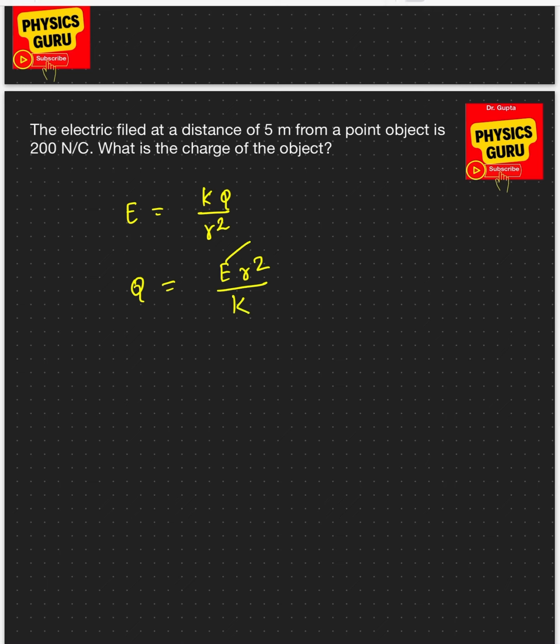E is given, that's the electric field, which is 200. R is also given, that is 5 meter, 5 squared. K is a constant, and this constant is 9 times 10 to the 9. And if you solve, you'll get this unit in terms of coulomb. Whatever number you will have times coulomb, that's the unit of charge. You should be able to solve it.